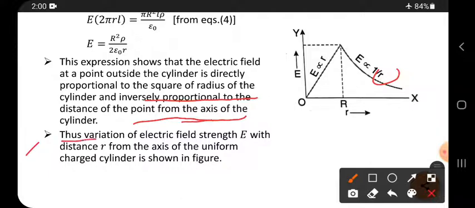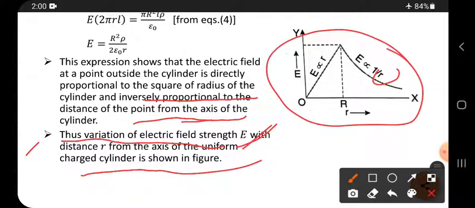Next, thus the variation of the electric field strength E with the distance r from the axis of a uniformly charged cylinder is shown. So this diagram is shown. Here this side the r value is taken and this side the E value is taken.